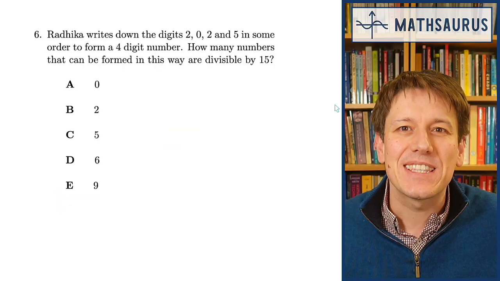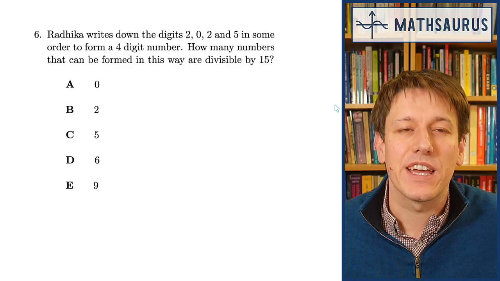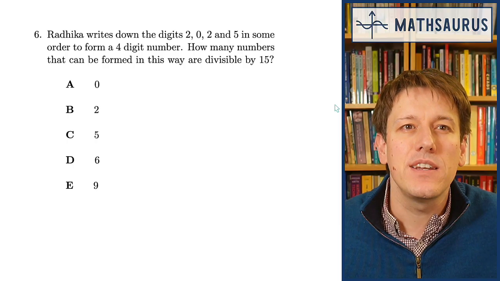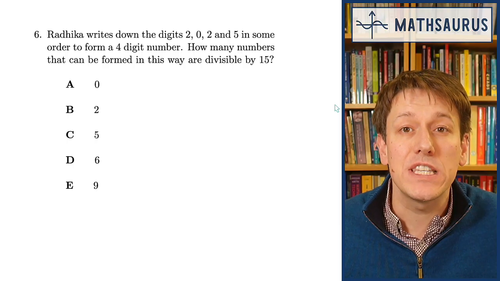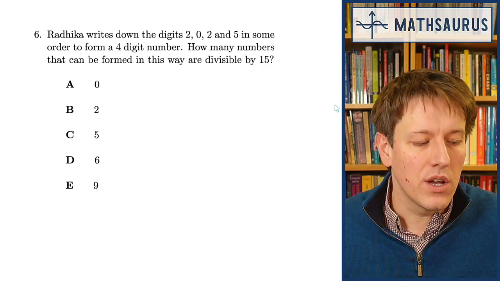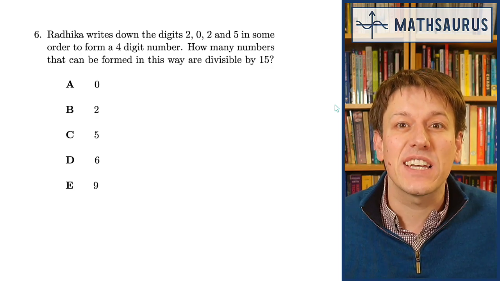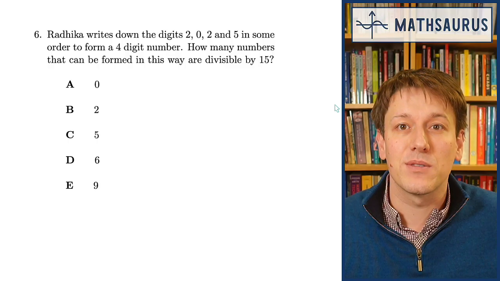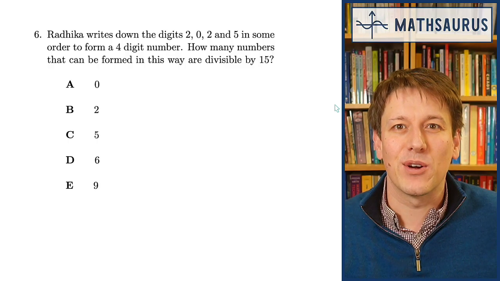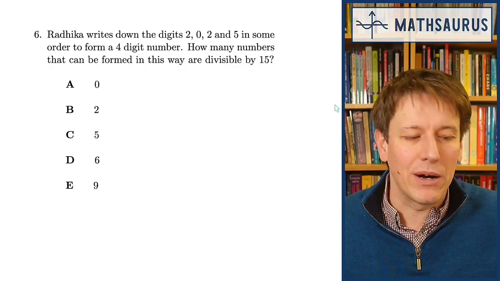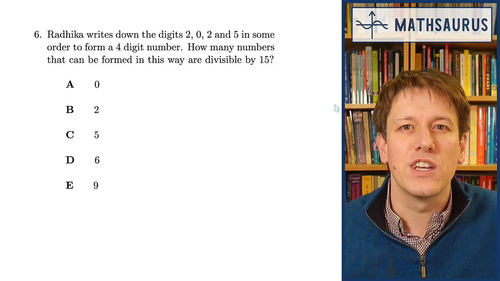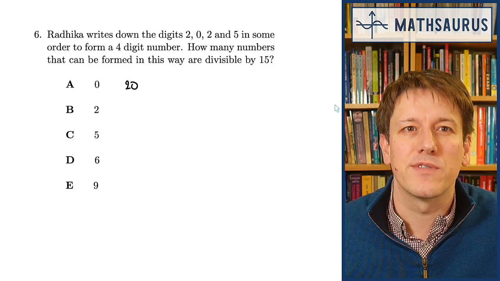Here's another question that could easily be a 2025 maths challenge question. Radhika writes down the digits 2, 0, 2 and 5 in some order to form a 4-digit number. How many numbers that can be formed in this way are divisible by 15? So for a number to be divisible by 15, it just has to be a multiple of 3 and a multiple of 5. Again, you can check out the other Mathsaurus videos and my online courses if you want to know more about all of these rules. But I'm going to assume that you're happy that this would be equivalent to finding numbers that are multiples of 3 and multiples of 5.